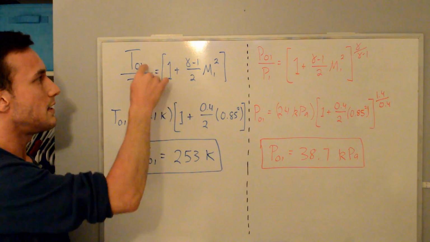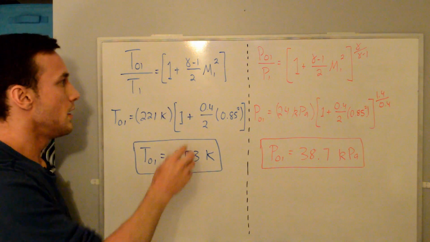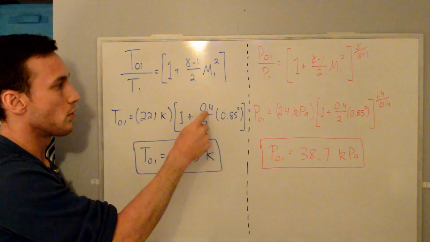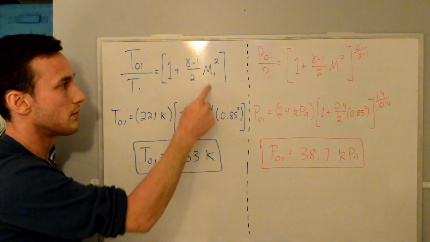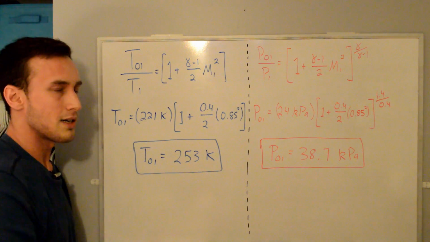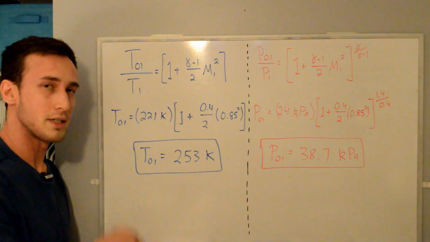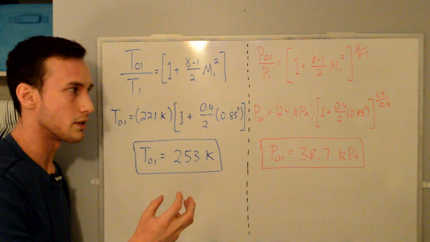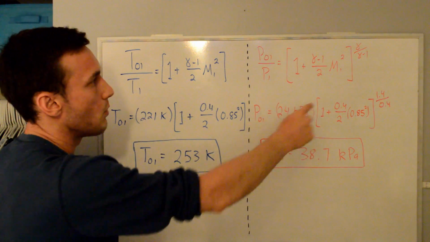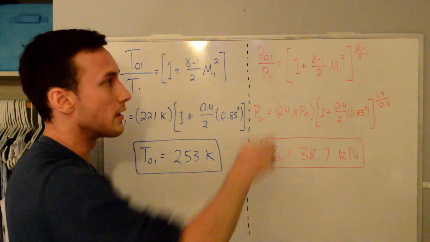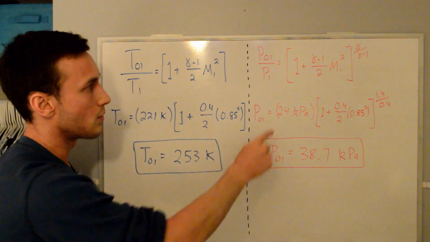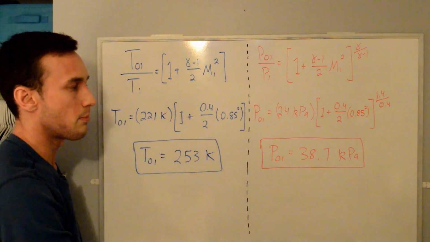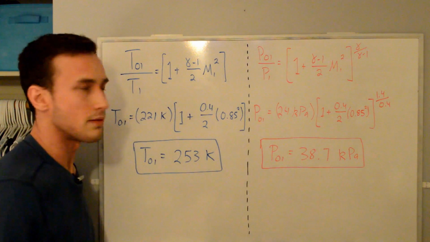If we are trying to find T01, the stagnation temperature at state 1, we can just bring the T1 to the other side. So we have the 221 Kelvin times 1 plus 0.4, because we have 1.4 minus 1 over 2, times the free stream Mach number 0.85 squared, and we get that the stagnation temperature is 253 Kelvin. That's higher than the static temperature, which is what we would assume looking at this equation, and what we would assume if we brought it to rest isentropically. In the pressure case, we just have this added exponent, gamma over gamma minus 1. We plug in the static pressure, which is 24 kilopascals, raise it to the 3.5 power, and we get 38.7 kilopascals.